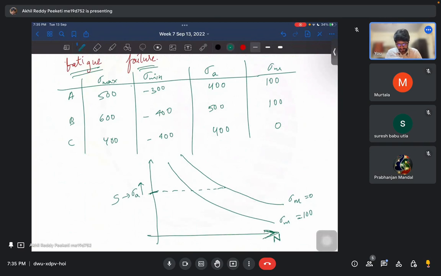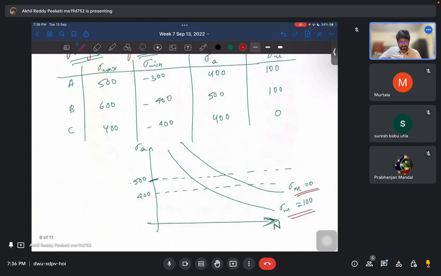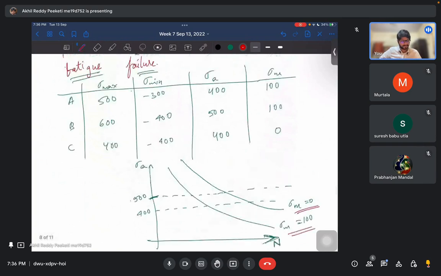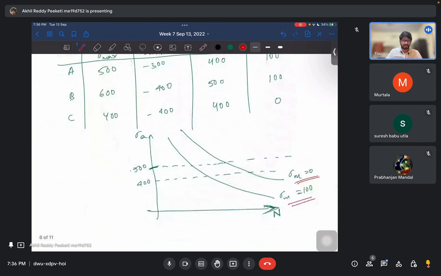Now let's take amplitude as 400 and 500. These are the two cases we have. So let's take this as the 500 case and this is the 400 case. And this is mean equal to 0 and mean equal to 100. These are hypothetical curves in general for non-ferrous materials. We don't know the exact distribution, but qualitatively this is how they look.